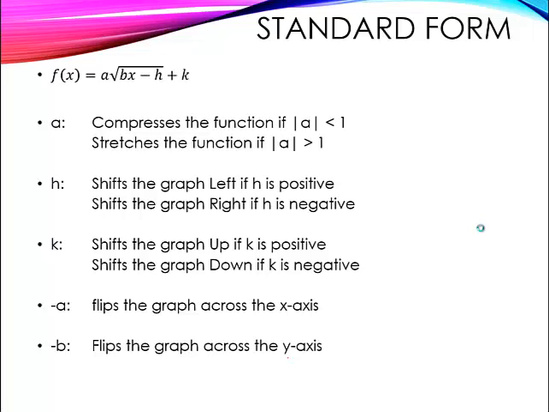A compresses the function if the absolute value of a is less than 1, or stretches the function if the absolute value of a is greater than 1. H shifts the graph left if h is positive, shifts the graph right if h is negative. K shifts the graph up if k is positive. If k is negative, it shifts the graph down. A negative in front of your a flips the graph across the x-axis, and a negative in front of your b flips the graph across the y-axis.